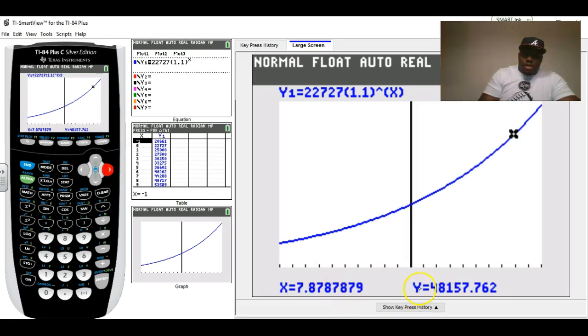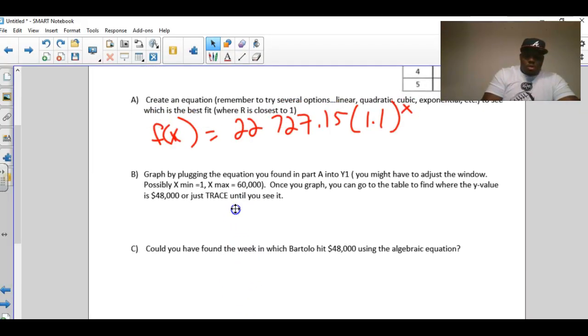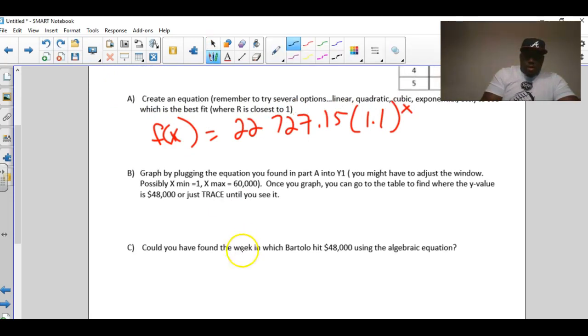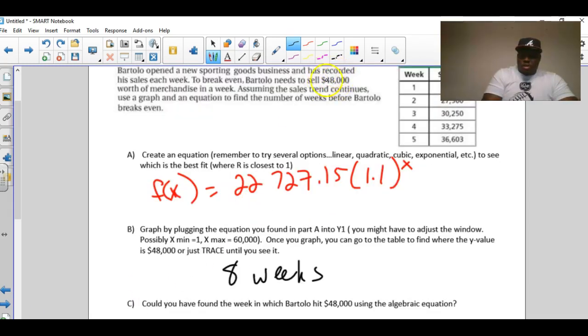We still have about the same dilemma. So we're looking at about 7 weeks. Or how about we go ahead and just round that? We'll say 8 weeks. So in 8 weeks, guys, we reach 48,000. And again, you see how it says Bart needs to sell $48,000 worth of merchandise. That's why we're looking for 48,000, guys. So about 8 weeks.